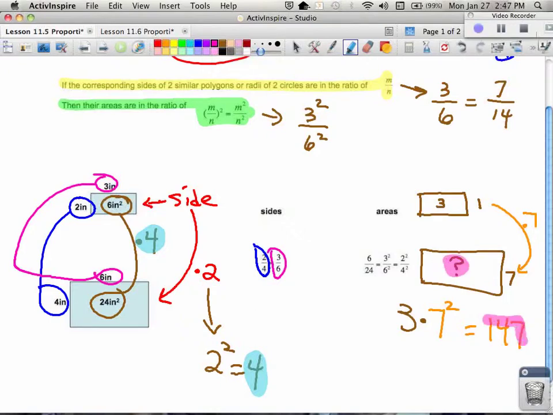So this 147 would then be the answer to my question, which is, how big is the area of the second rectangle? So when you go from side to side, that's a ratio of m to n. But when you go from area to area, that's m squared to n squared. Or in other words, square the number that you were using for the sides to multiply by.